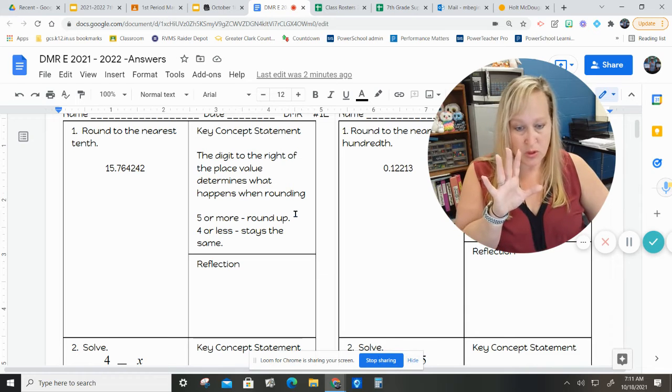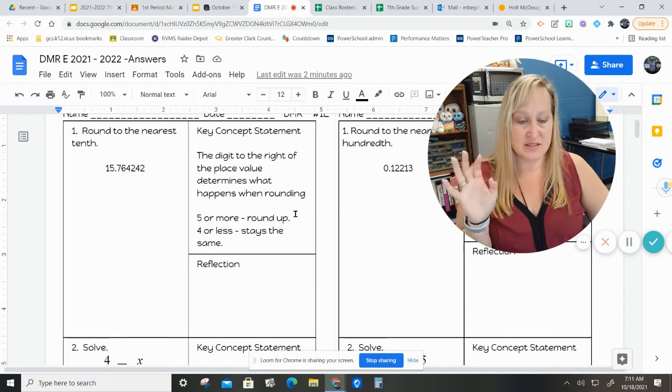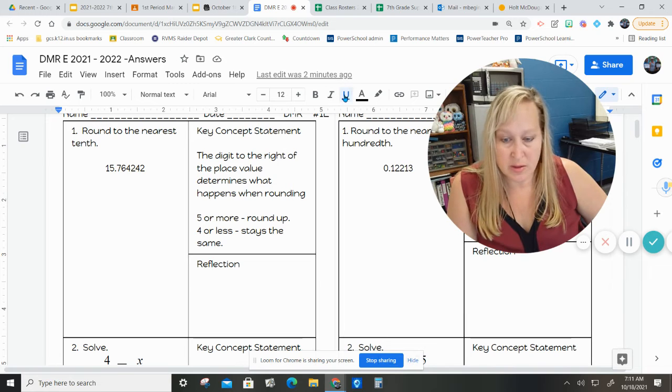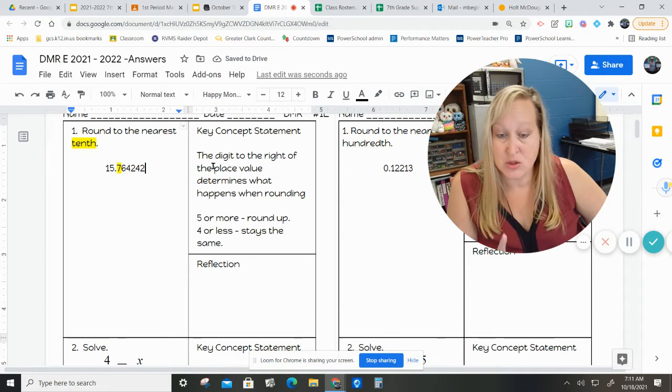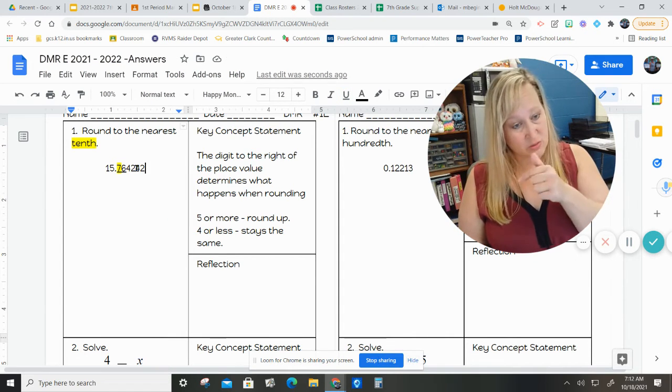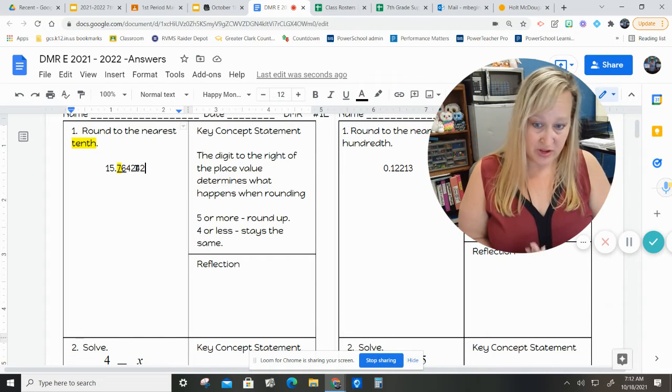If it is 5 or more, you round up. 4 or less, it stays the same. So I am going to underline. It says round to the nearest tenth. So since I'm looking for the tenth spot, I know this is tens, ones. This right here is my tenth space, and it tells me look to the right of that place value. I'm going to underline both of these, and I'm going to know that the 6, which is to the right of the 7, is what tells me whether I round up or down.